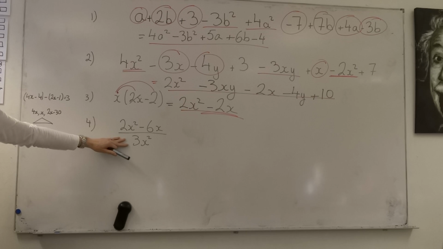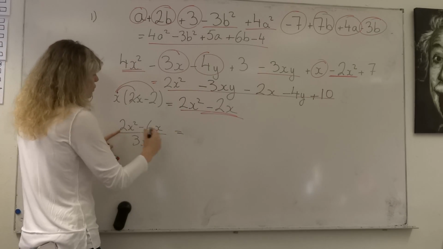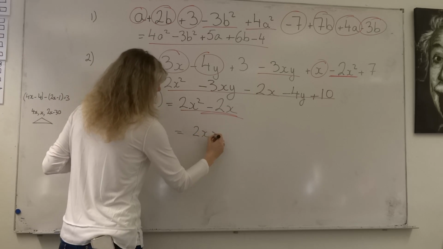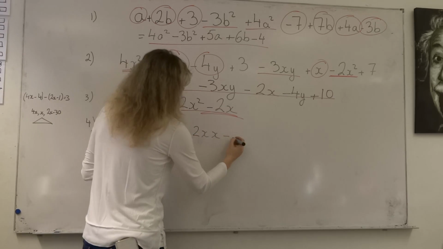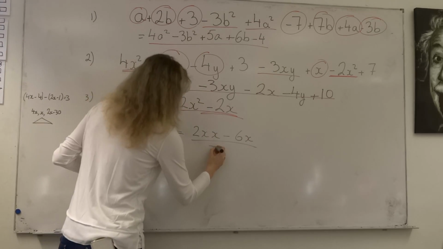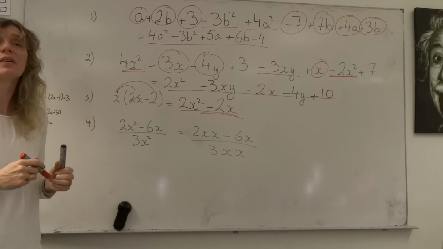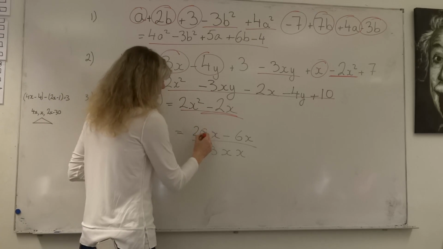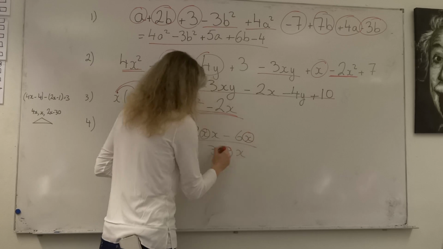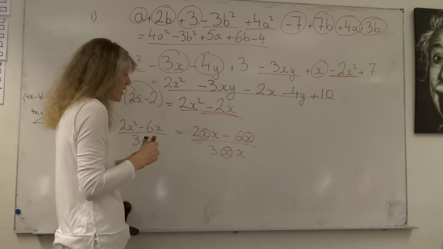This one, I wanted you to factorise it, so you have to see what's common. You can think of 2x squared as being 2 times x times x. You can think of 6x as being 6 times x. And you can think of 3x squared as being 3 times x times x. There's only one thing that's common in all of these, and it's actually only the x. We can't find a number that is a factor of 2, 6, and 3.